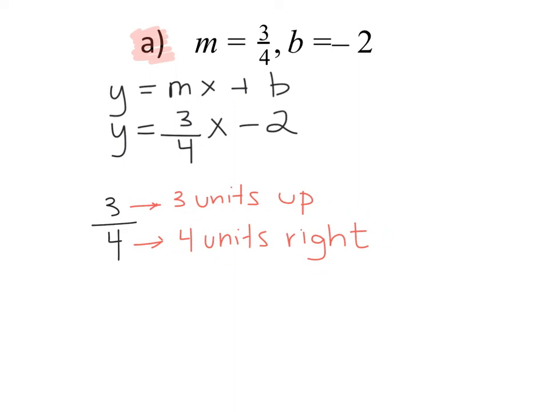The order in which you move doesn't matter. You could choose to move 4 units right first and then go 3 units up. It's still going to make you land in the same spot. So keeping this in mind, we're going to go back to our graph and we're going to plot out some extra data points to make our line.